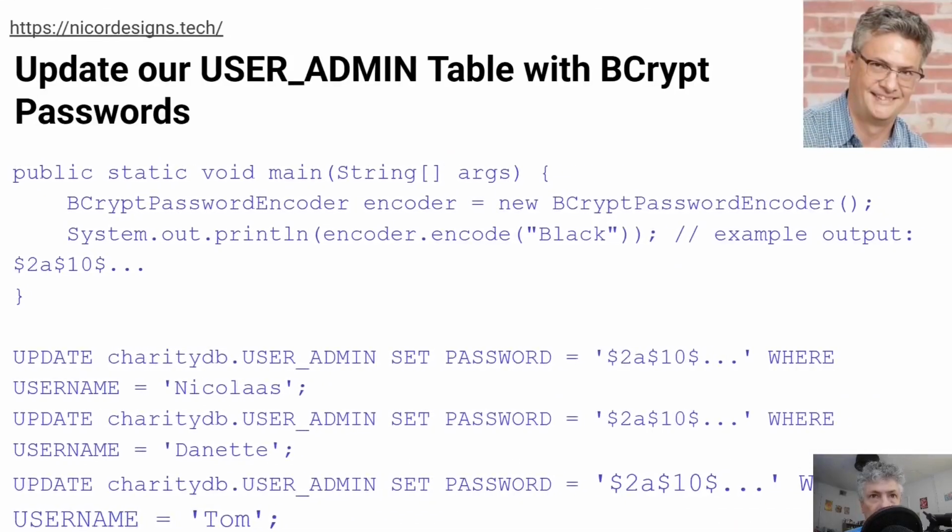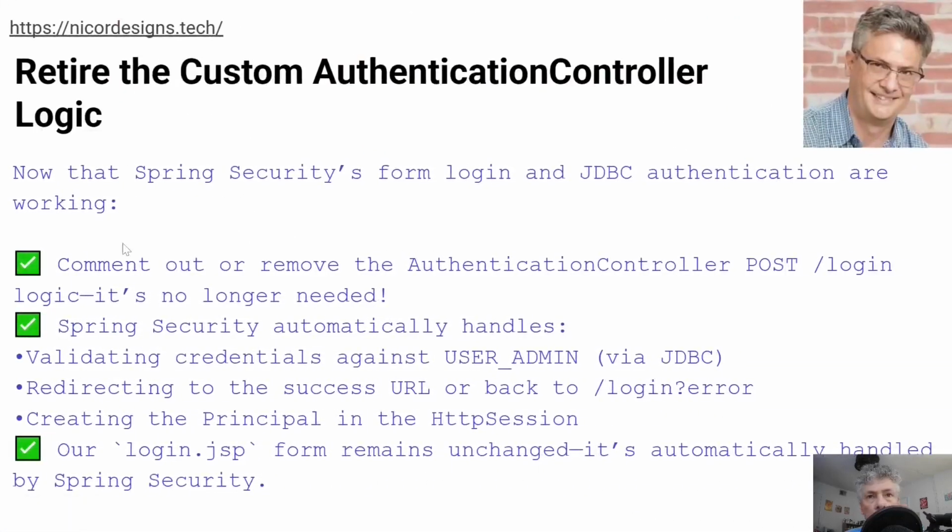As noted, we did not encode our table. So what we need to do next is create a utility that will encrypt all our passwords. And then inside our database, we will update the user admin table username and password with the encrypted password. Once we've done that, we will comment out or remove the AuthenticationController post login logic because it's no longer needed.